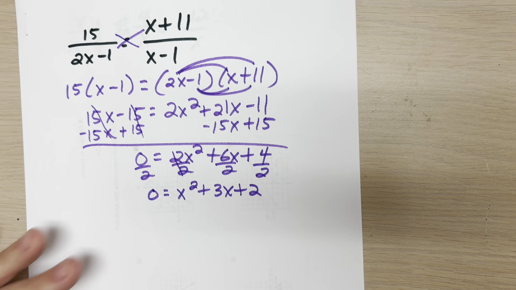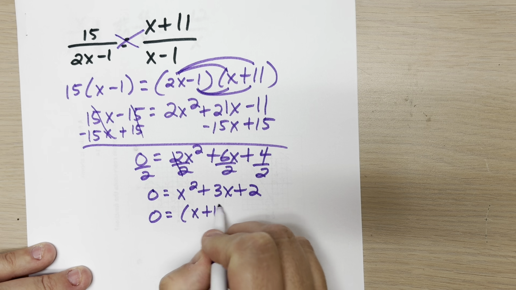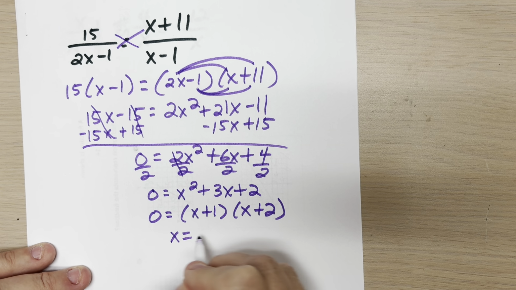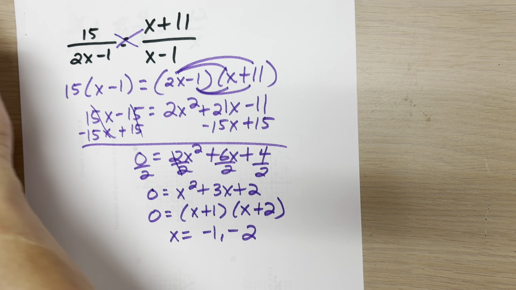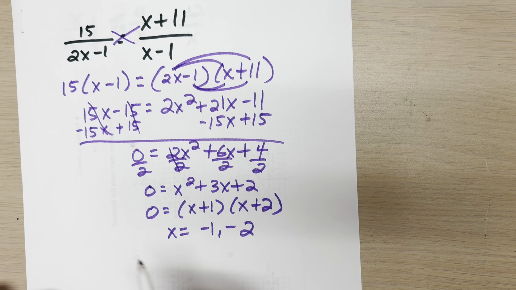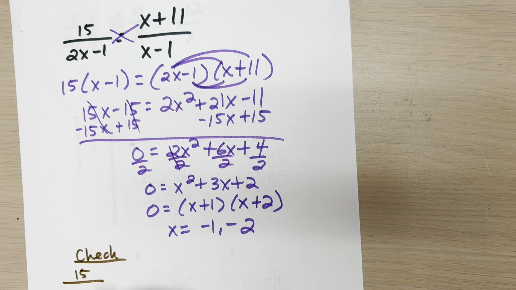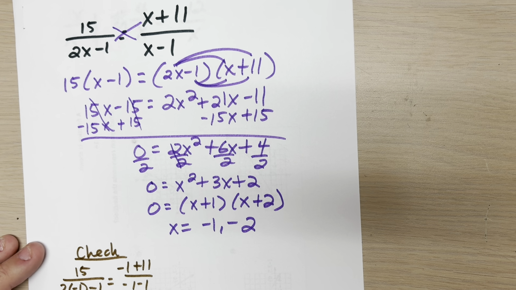All right. Now I'm looking for the factors of 2 that add to 3. How about 1 and 2? From there, I know x is either negative 1 or negative 2. Okay, so we've got to check them and see if they work. So we're going back to the original equation. I've got 15 over 2 times negative 1 minus 1. That should equal negative 1 plus 11 over negative 1 minus 1.